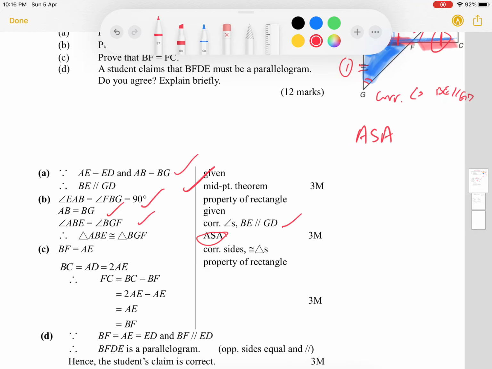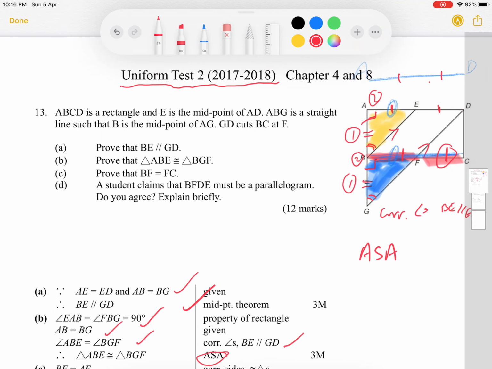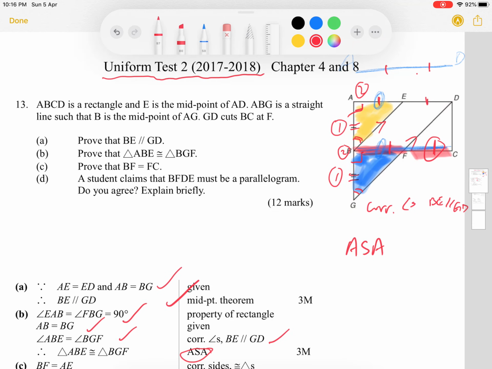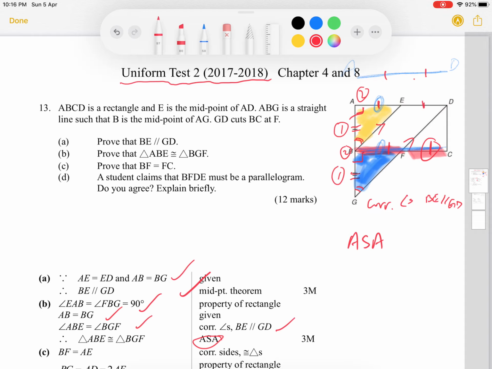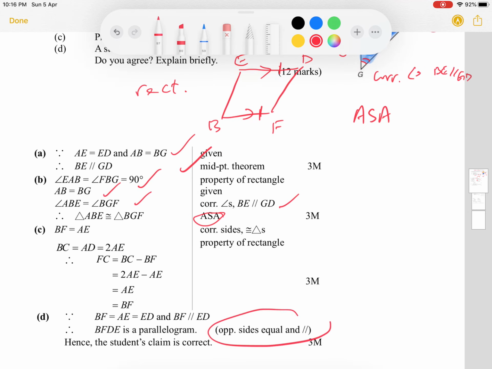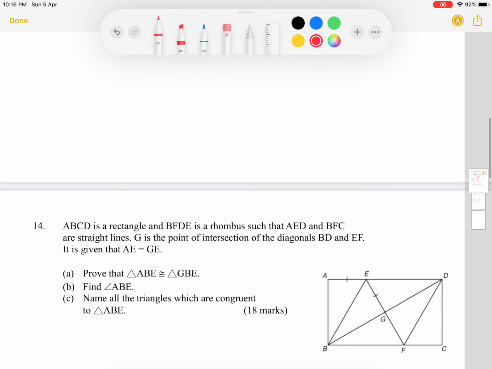And finally, to prove whether BFDE is a parallelogram, you know that it is already parallel because it is a rectangle, and then you prove that, this is 1 mark and 1 mark. So opposite sides equal and parallel. Okay, and we go to another question.